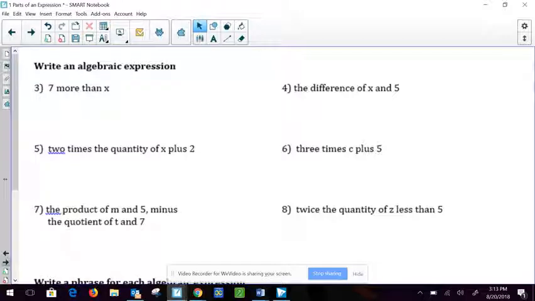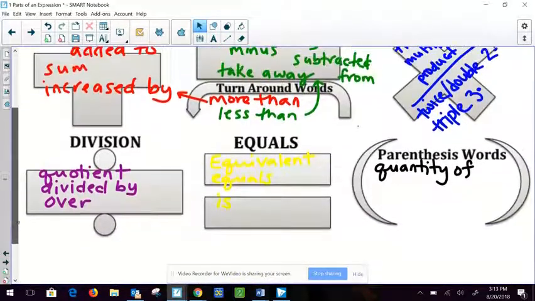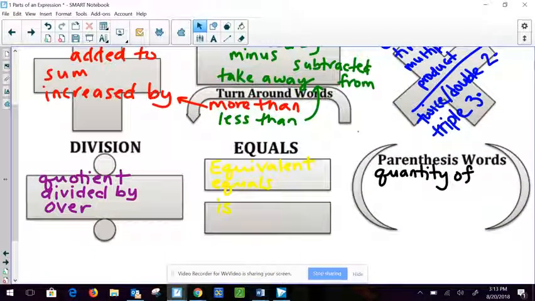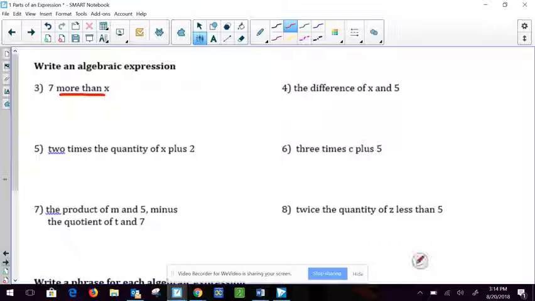So when you look at number 3, you see the words 7 more than x. When you're looking at more than, if you need to flip back to the front side of your paper to see which word more than falls into, you would see that it falls into the turnaround word, meaning when you write it, you're going to flip things around. The arrow's telling us that it's also addition. So 7 more than x is a plus sign. You could write it either way. You could say 7 plus x, or you can say x plus 7, because the rules of math tell us that you can add in any order.